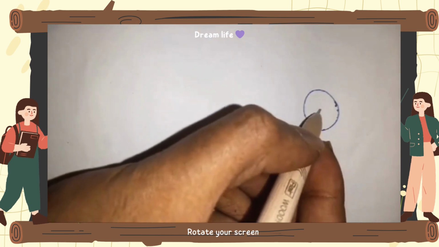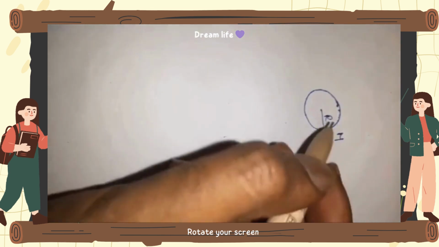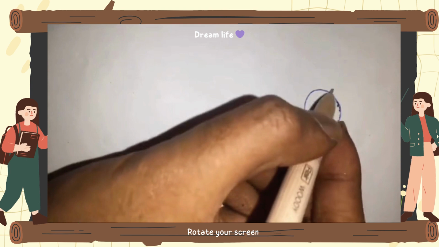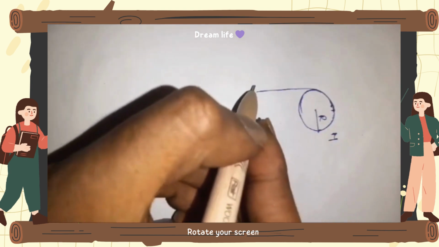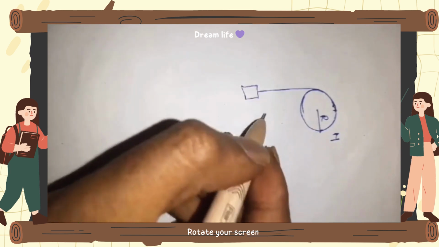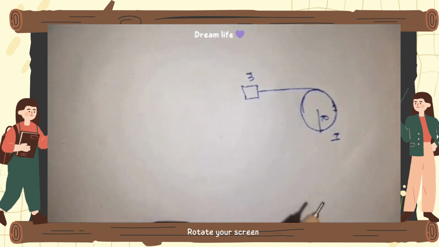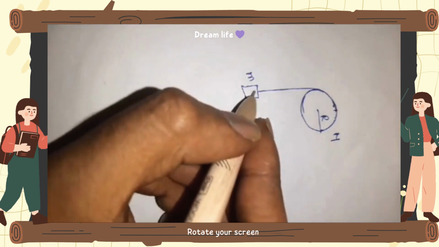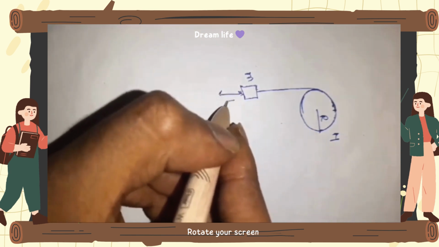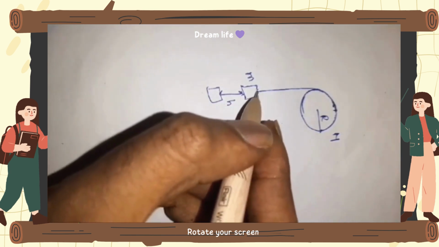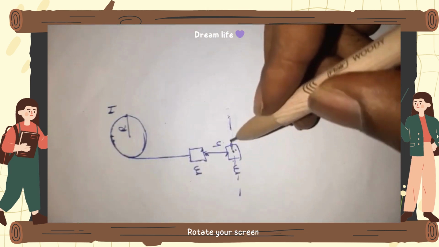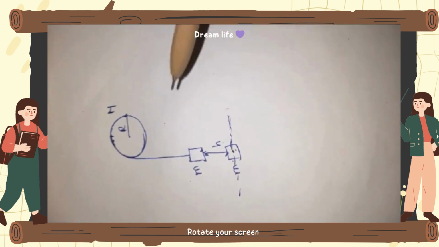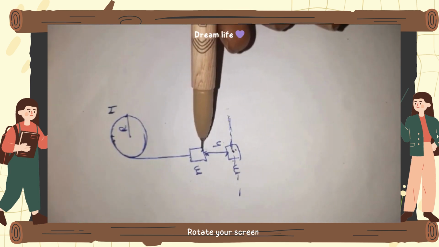So there's a pulley of radius R and mass M, and around this pulley a wire is wrapped, and the wire has a stone of mass m attached to it. Now after some time it is released and it falls through a height h. So let's take this to be the reference line. Initially it had a potential energy of mgh.